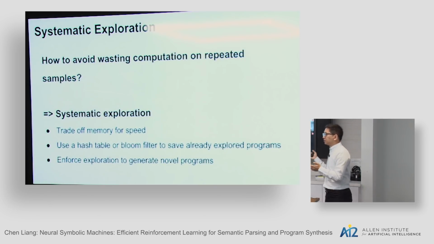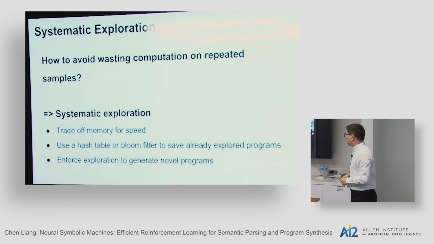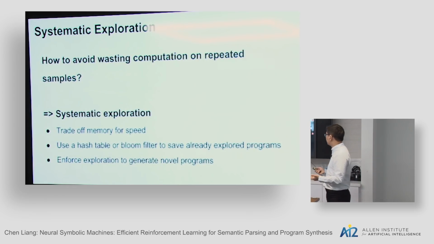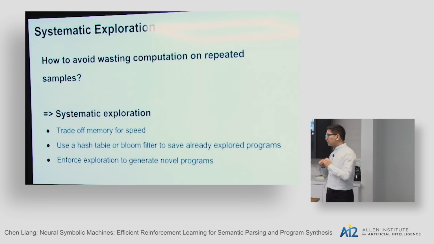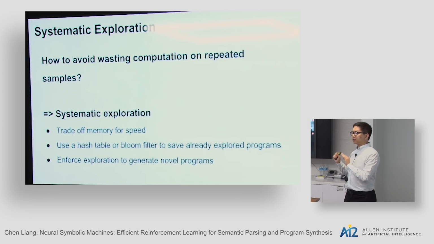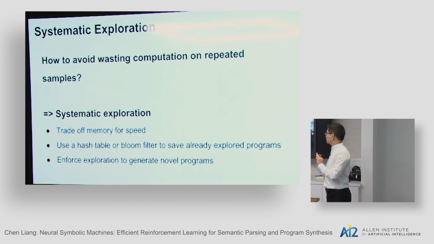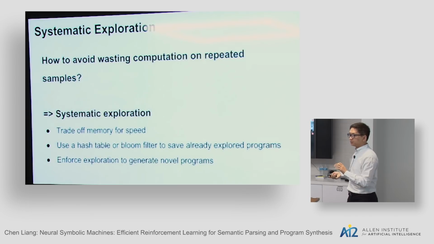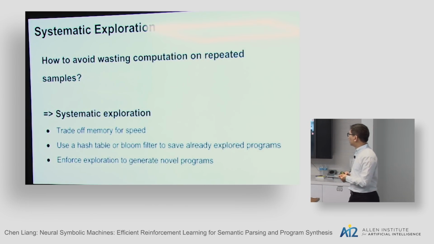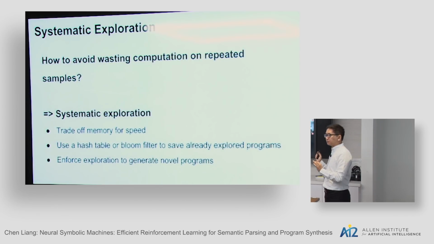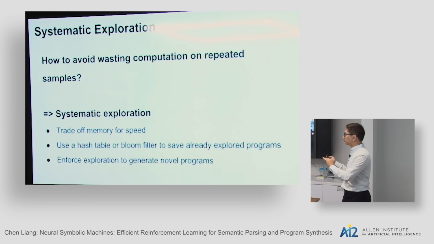So here the idea is pretty simple. Basically, we try to keep a hash table, or say a Bloom filter, to save the already explored programs, so that when we want to explore more, we will enforce the exploration to generate some truly novel programs, programs that are not in the hash table already. So in this way, we trade off a few, maybe a gigabyte of memory, but the speed is much faster because we don't generate any repeated samples when we generate samples for exploration.